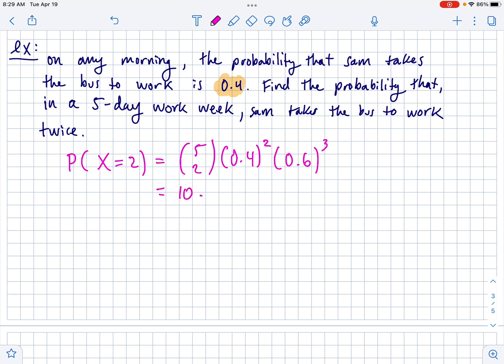So this equals 10 times 0.16 times 0.216, which is 0.3456. Also, the way you would write just the distribution in general, I realize it's awkward notation, is X, curly Q, capital B, 5 trials, probability of success is 0.4.